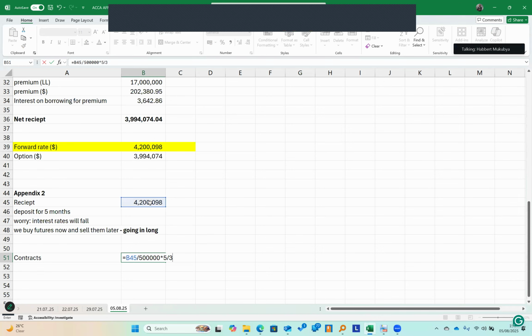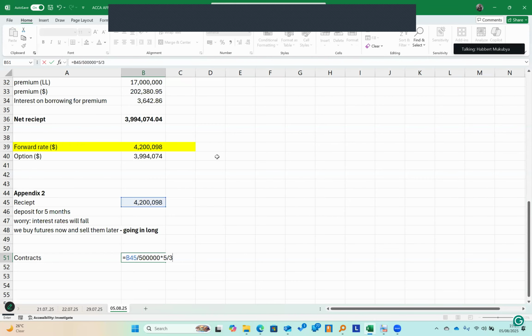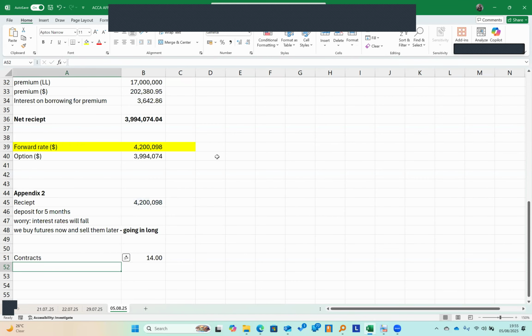And the reason why I divide by 3 is usually these futures prices are quoted for 3 months. So they are usually 3 month futures. Okay, you see they are telling you 3 months futures, and they are giving them to you for March, June, September, and December. So that's why we divide by 3. So this gives you how many contracts? And in this case, there are 14 contracts, with some small rounding, but basically 14 futures, 14 contracts.